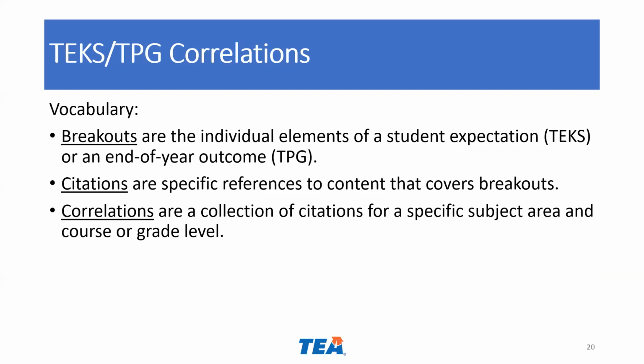We use very specific terms to describe the work. Breakouts are the individual elements of a standard. Citations are a publisher's specific reference to content that covers those breakouts. And correlations are all of a publisher's citations for a specific subject area and course or grade level.